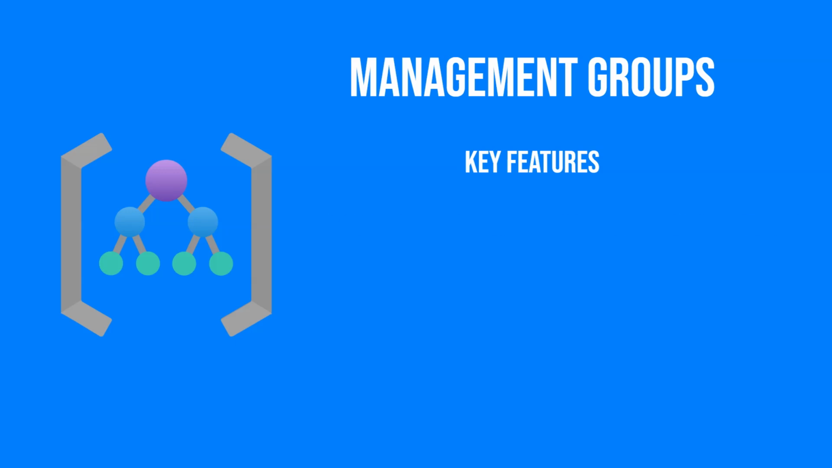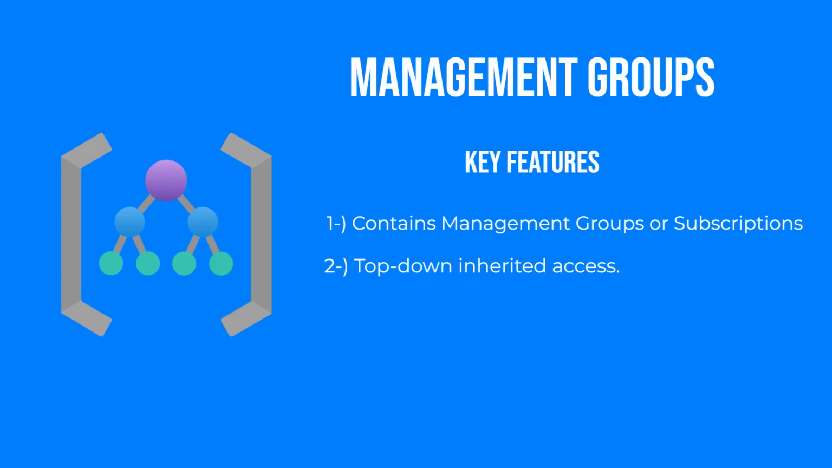First of all, it can contain other management groups or subscriptions. And policies and role-based access control assigned at this level are inherited by all child elements. This means the other management groups or subscriptions we have under that specific management group are inheriting what we assigned. And it is ideal for large organizations with multiple business units or environments like development, testing, and production.